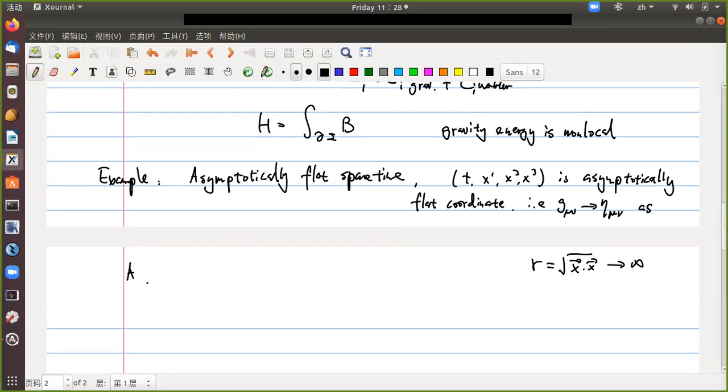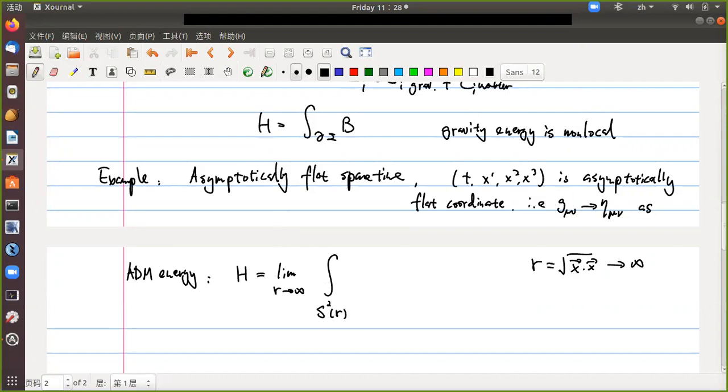So here is the result, and the resulting Hamiltonian is called the ADM energy. H equals the limit, because here the boundary is at infinity, r equals infinity, of an integral over the boundary. This is S2, but S2 is a function of r.